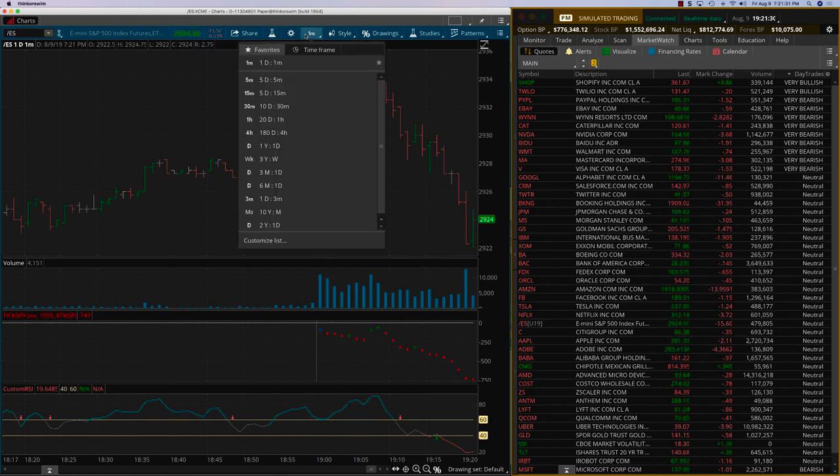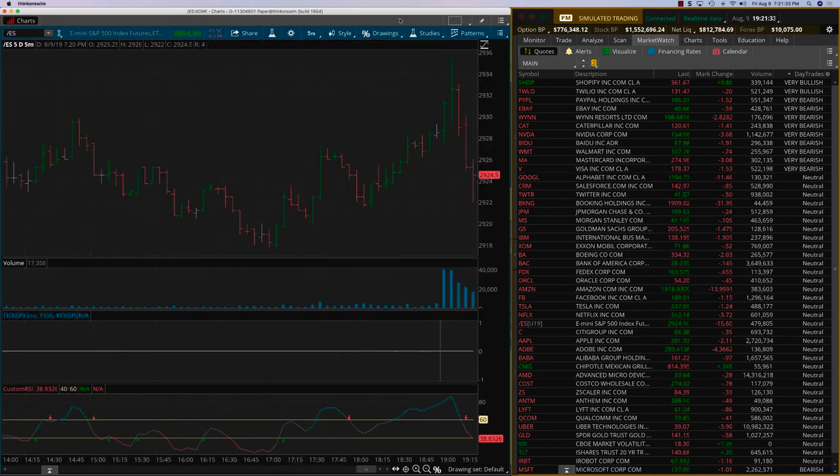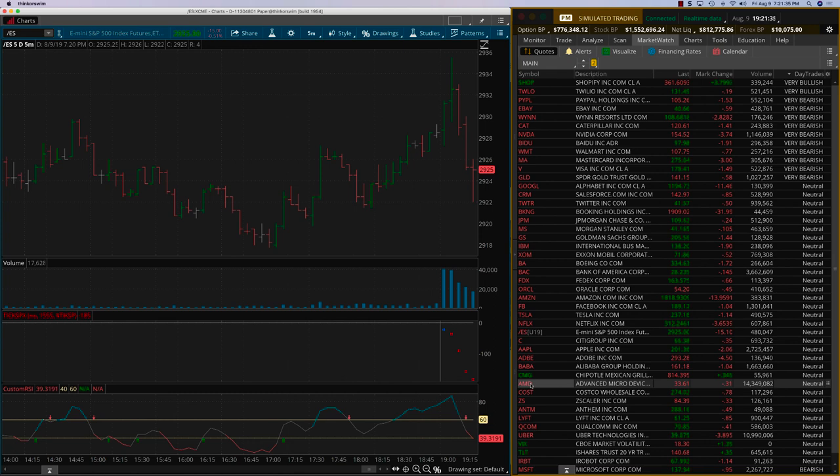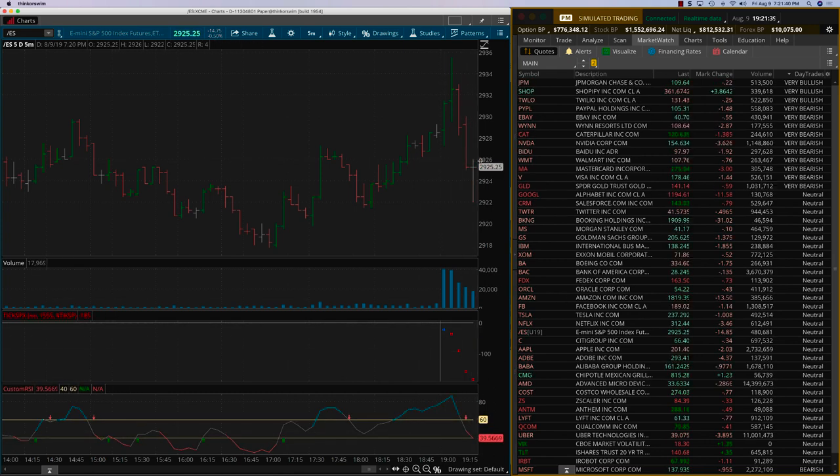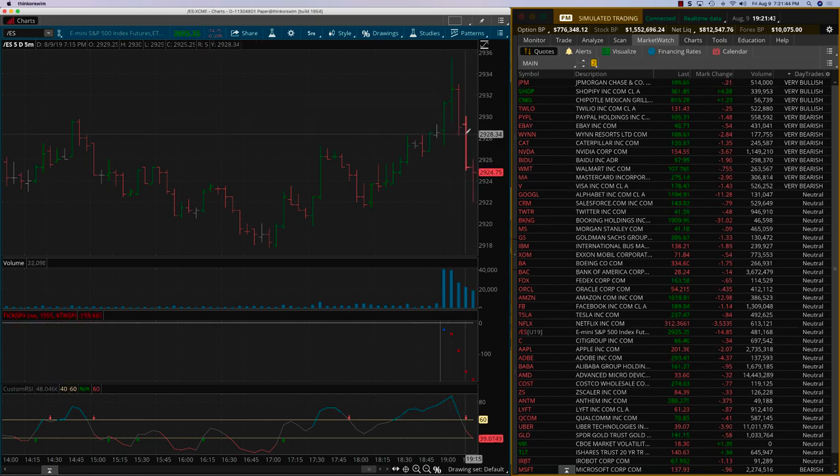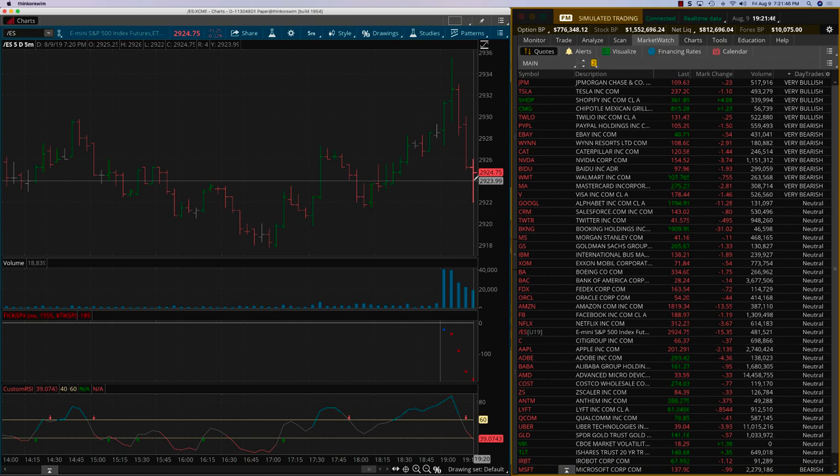So let's see how it looks if we move to a 5-minute chart at this point. It's clearly bearish and it's entering the bearish zone. Not too bad, but it's still too early. You can see on the 5-minute chart, we had two bars up, two bars down, and now this bar is working itself.